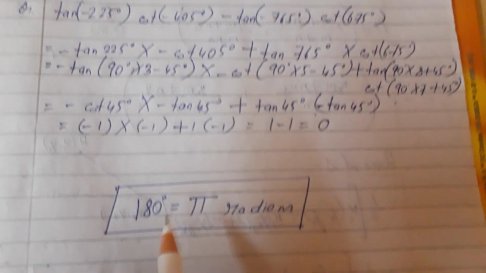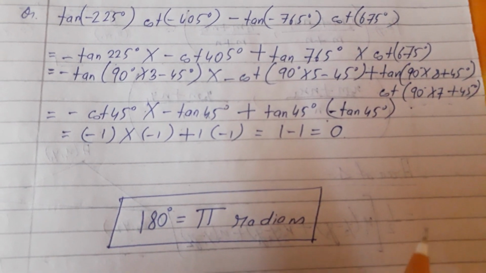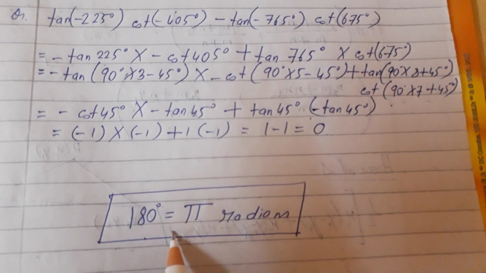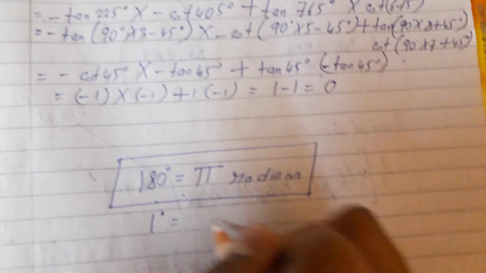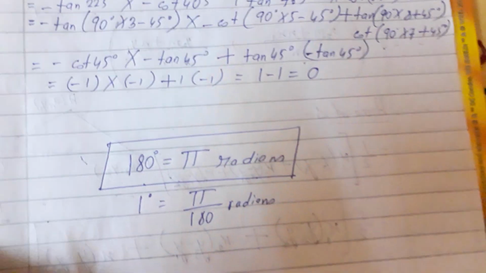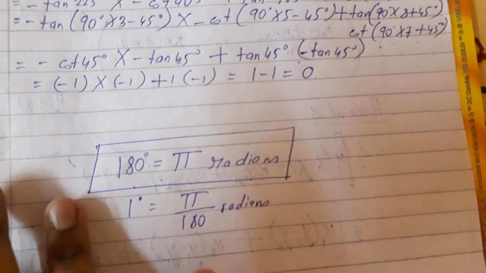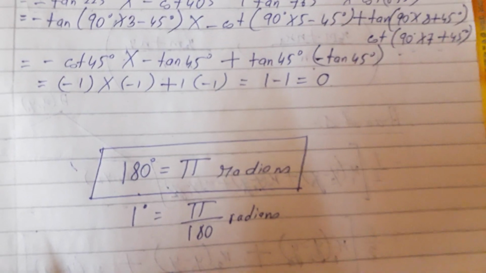See, that is 180 degree equals to pi radians. Okay, this is the relation between degree and radians. 180 degree equals to pi radians. You have to remember this. So 1 degree will be equals to pi by 180 radians. Okay, in this way you have to learn this formula. This is a relationship between the radians and degree.